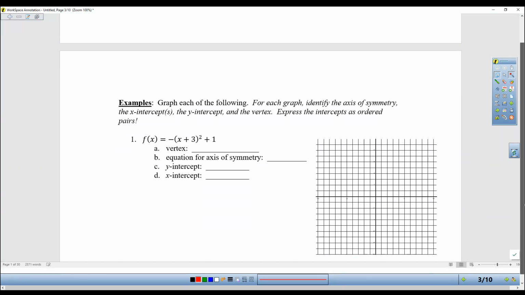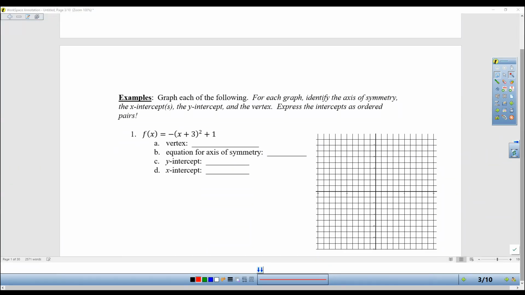Graph each of the following. For each one, we're going to identify the axis of symmetry, the x-intercepts, the y-intercepts, and the vertex. Make sure you always express the intercepts as ordered pairs. So this is in vertex form. We'll start with a fun one. Vertex form is awesome because I can see, remember, it's negative 3. It's the opposite. So there you go. Boom. Negative 3, 1 right there.